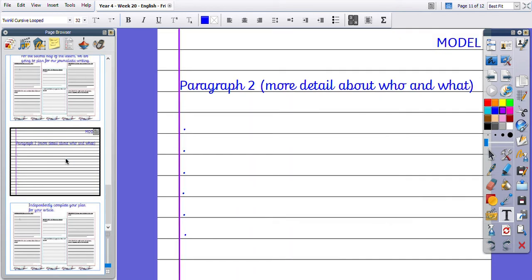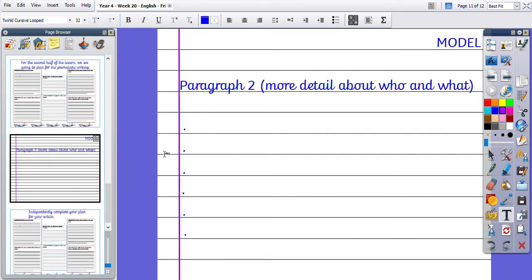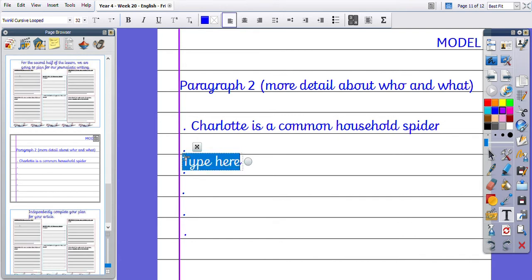Let's have a look at paragraph 2. So we want to include in paragraph 2 more detail about who and what. Okay, so we are talking about when Charlotte has created her webs. So more detail about who and what. So we can talk about Charlotte is a common household spider. Okay, so that's a little bit more information about her. We could say that the pig was the runt of the litter.